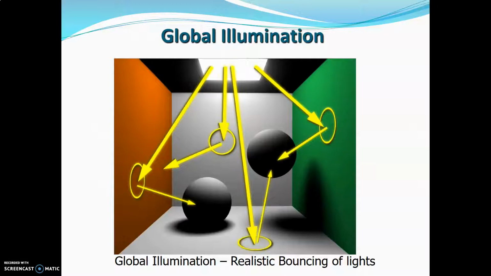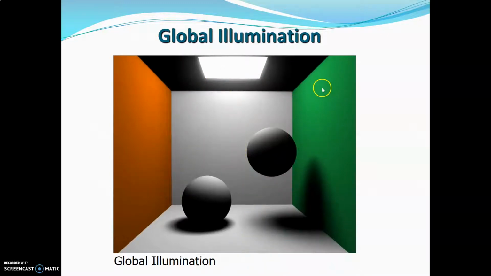Again, this is just a render without GI turned on, and you can see this portion of the sphere is very dark, right? And the same thing here, it's very dark, so it doesn't really resemble what would happen in real life.